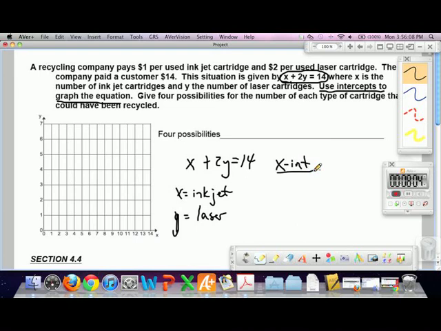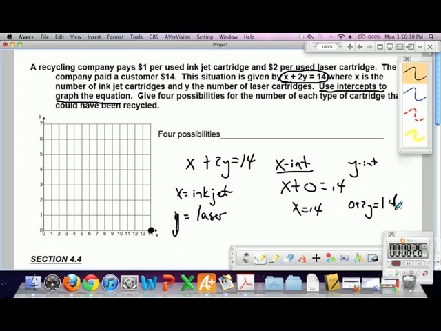The x-intercept, when y is 0, is x plus 0 equals 14. X is 14, so it crosses the x-axis at 14. The y-intercept is when x is 0, or 0 plus 2y equals 14. Y is 7. So we put that at the y-intercept of 7. And I'll draw a line.